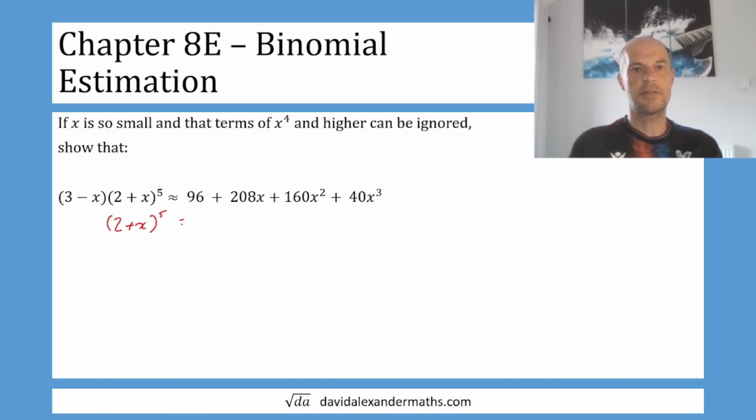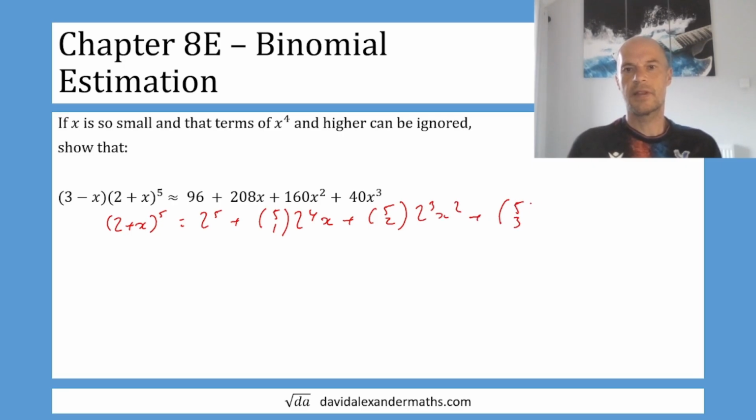So (2 + x) to the power of 5 is 2 to the power of 5 plus 5 choose 1, 2 to the power of 4 x plus 5 choose 2, 2 cubed x squared plus 5 choose 3, 2 squared x cubed. Okay, so first of all, what is 2 to the power of 5? Is it 32? Yes, 32. So we're going to get 32 plus 5 times 2 to the power of 4.